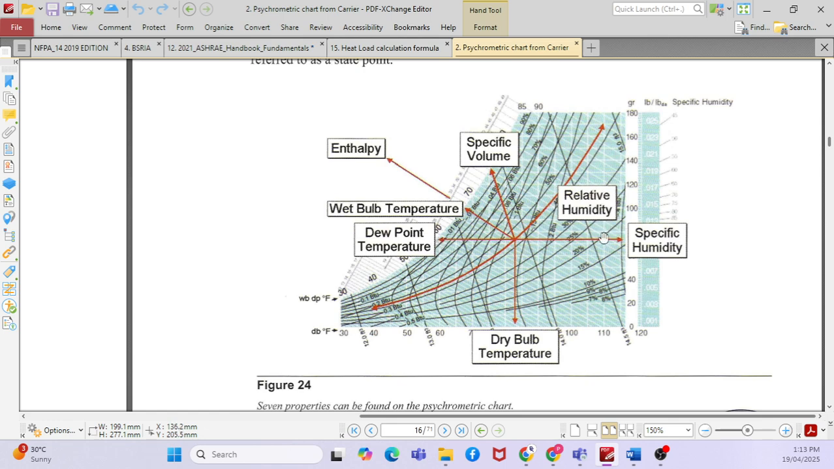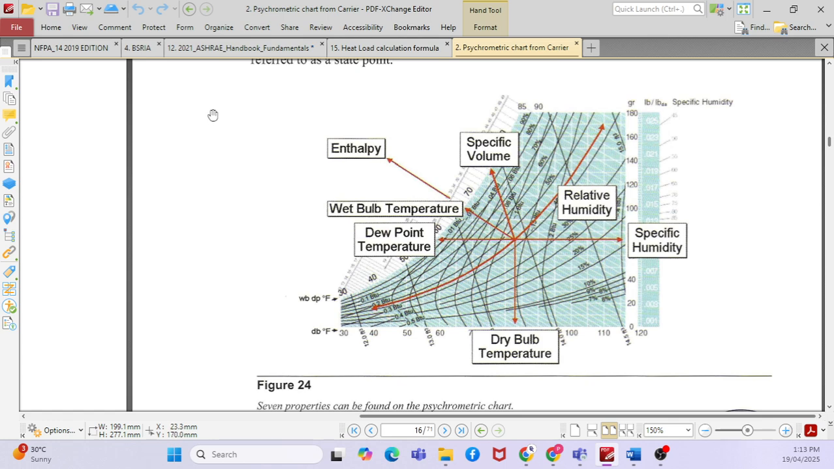Actually, the one which I was referring to was simplified, and the outer scales, the dew point temperature, were not there. Then after that, you have the relative humidity. Then you have the specific volume, right? Standard specific humidity. So why do we require this? Whenever we do the calculations, we refer to the psychrometric chart to find other values. When you know two values, you can find out the other values, right?